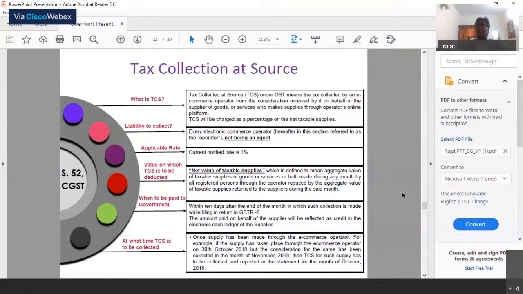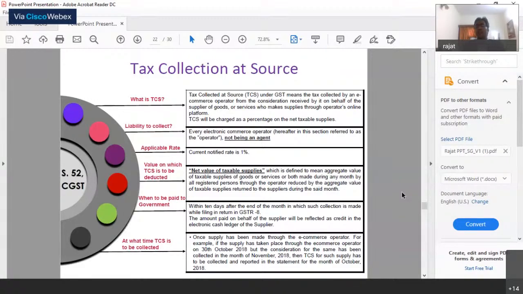The value on which tax collection at source is required to be deducted is basically the net value of taxable supplies. Therefore, if I am making a supply of, say, 100 rupees over the e-commerce platform, then the platform would be required to deduct tax at the rate of 1% on the value of 100 rupees and deposit it on my behalf with the government.